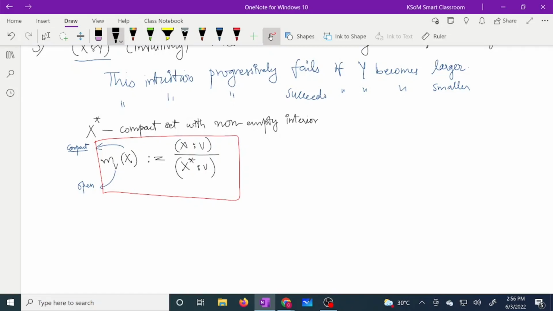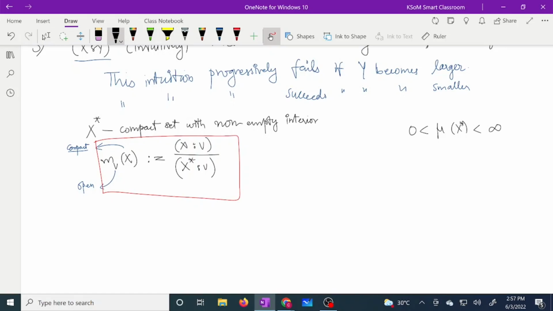Now we need to choose that set properly. We know that compact sets have finite measure. That is one of the requirements of being a Haar measure. And from our intuition from Lebesgue measure, we expect sets with non-empty interior to also have non-zero measure. Two things we are doing. So we need to choose an x star such that 0 is less than mu of x star, which is less than infinity.